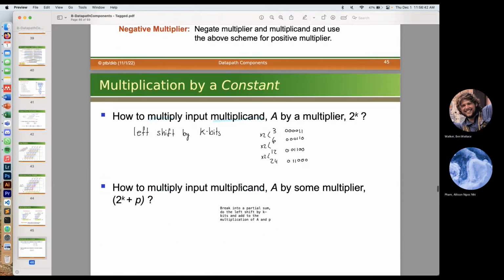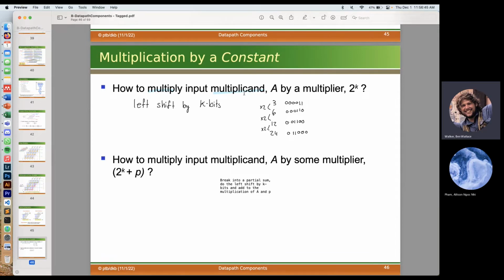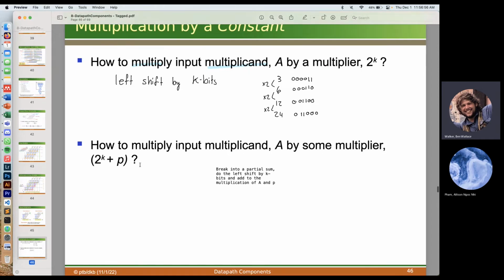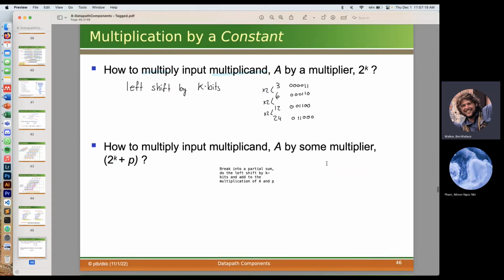Great. So multiplication by a constant is the same as left shifting if it's a power of 2. But if you wanted to do something that's offset by a power of 2, there's actually a more efficient way to do it. You can actually distribute. So if we had a times 2 to the k plus p, that's the same as a times 2 to the k plus a times p. So that way you can add the left shift of a by k bits to the product of p times a. And that would actually save a lot of space and make the multiplication a little bit more efficient.